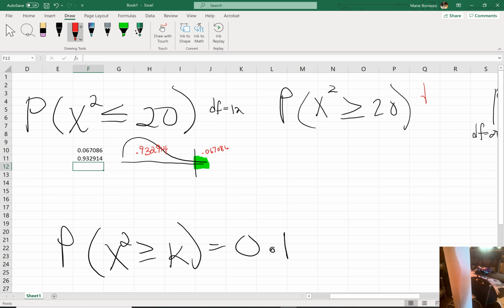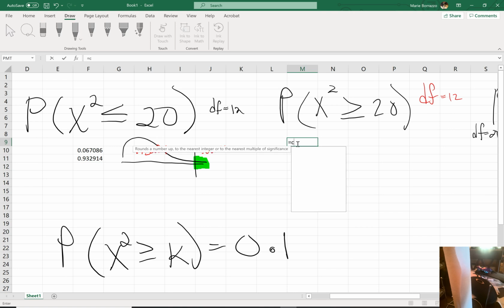Going along the same example, let's leave the degrees of freedom at 12. Once again, we're going to go to equals in Excel, CHISQ.DIST, because they're giving us the value. You put in the 20, comma, and again degrees of freedom 12. You see how you get the 0.067086? This time they're asking you for greater than or equal to 20. So in that case, you're going to say equals 1 minus that value. And this time your answer is actually here. It's the big piece.